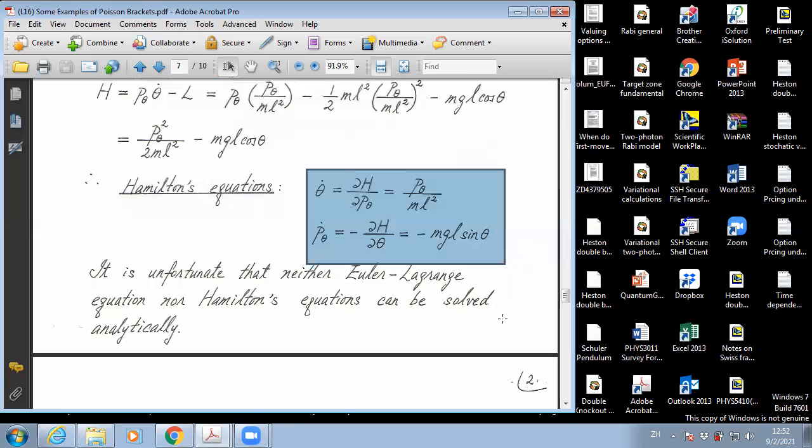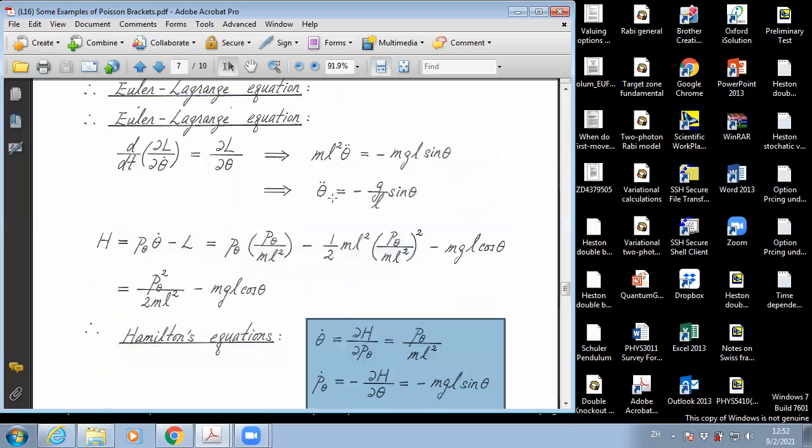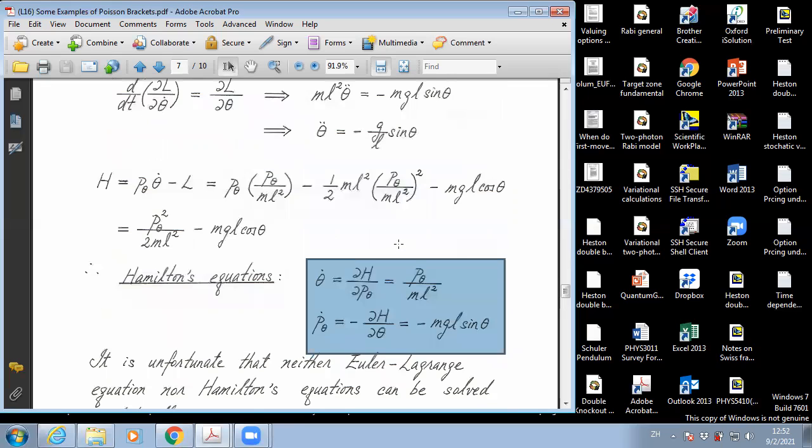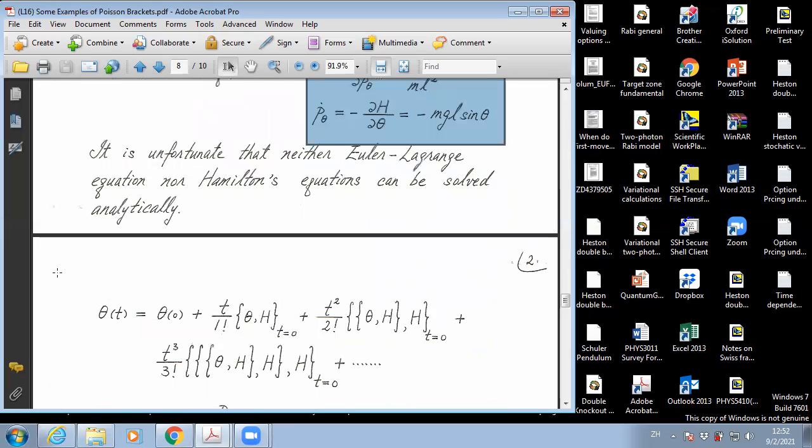Now, it is unfortunate that both the Euler-Lagrange equation of motion and the set of Hamilton's equations cannot be solved analytically, cannot be solved easily, all right? So what can we do? Poisson's method, all right, because we have never learned how to solve complicated differential equations. But we know how to do the arithmetic of Poisson brackets, all right? So we just go ahead.